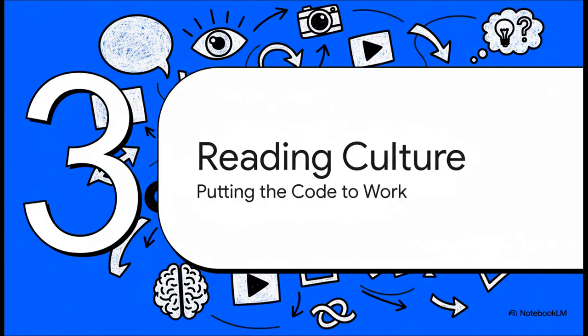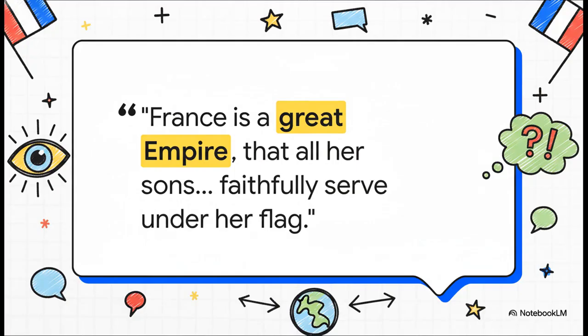Okay, theory time is over. We have Saussure's system, we have Peirce's process. Now for the really fun part. Let's put this decoder ring to work and actually see how it helps us read the world around us. The French thinker Roland Barthes was an absolute master at this.